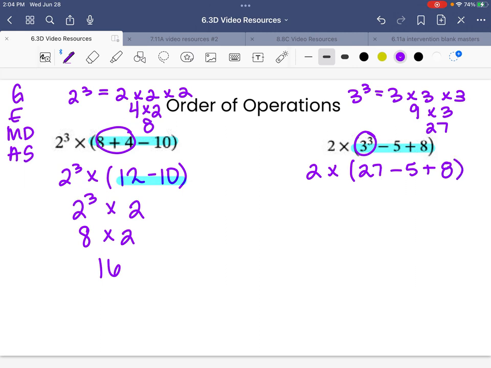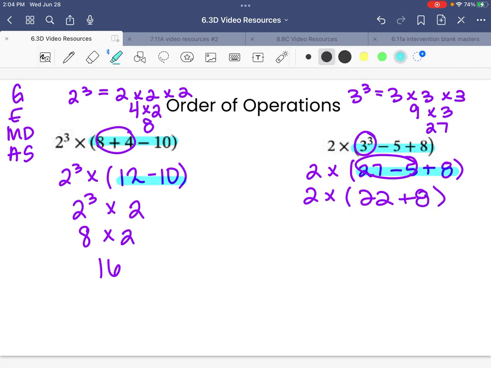Again, I'm following order of operations within my parentheses, and I'm left with addition and subtraction, so I will work left to right. So I have 27 minus 5, and that will leave me 22 plus 8. And I know 22 plus 8 inside of those parentheses, which I'm still working within, gives me a very friendly number of 30. So we have 2 times 30, which gives me a solution of 60.